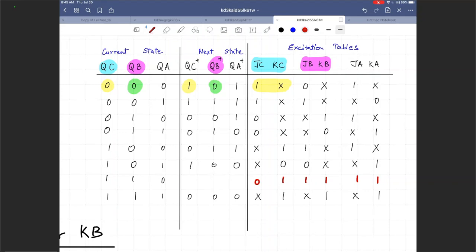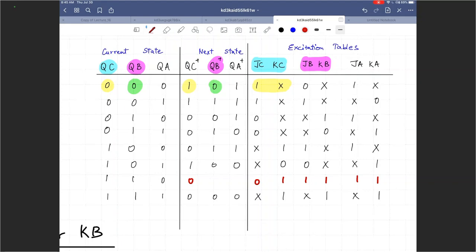Jump and kill, JC 0, 1. A JK flip-flop can be in the jump state, kill state, store state, and toggle state. Low, 0. 0 is right. It is going to be 0 because you reset it, right? 0, 1. You killed it.